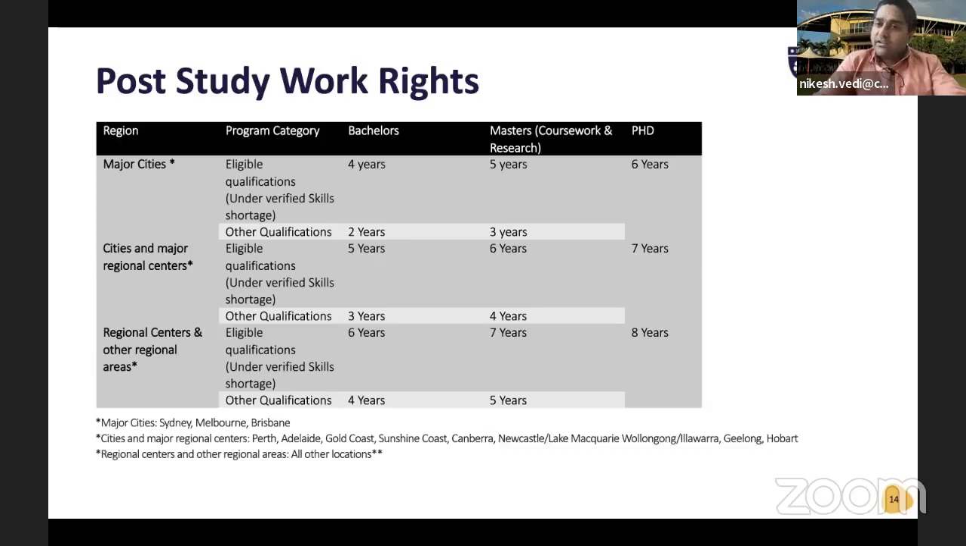For undergraduate students, work rights are up to 4 to 5 years, for a master's degree up to 6 years, and for research or PhD around 7 to 8 years of post-study work right visa. Here, major cities indicates Sydney, Melbourne, and Brisbane, and regional areas shows the Darwin area or the regional university area basically.